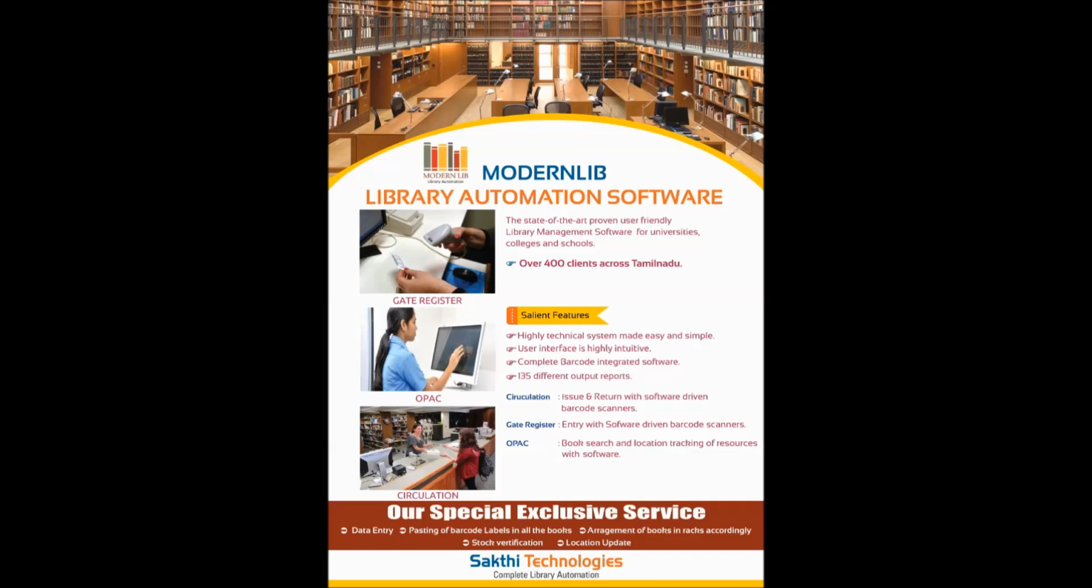Circulation is where the issue and return is being done. These are the three major modules. MODERNLib is a barcode enabled library automation software.